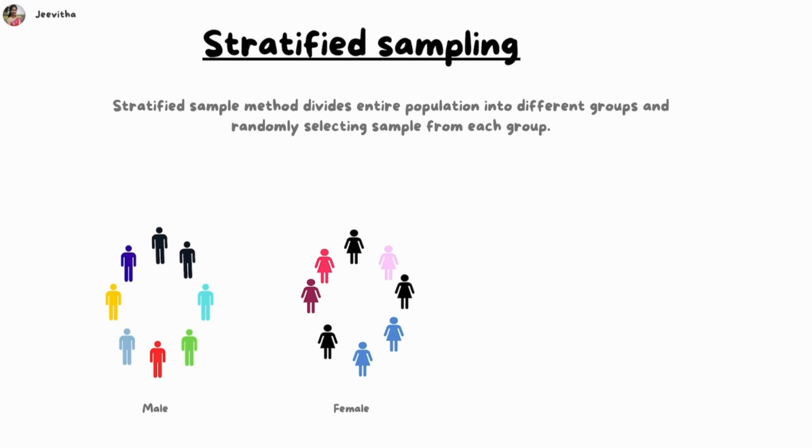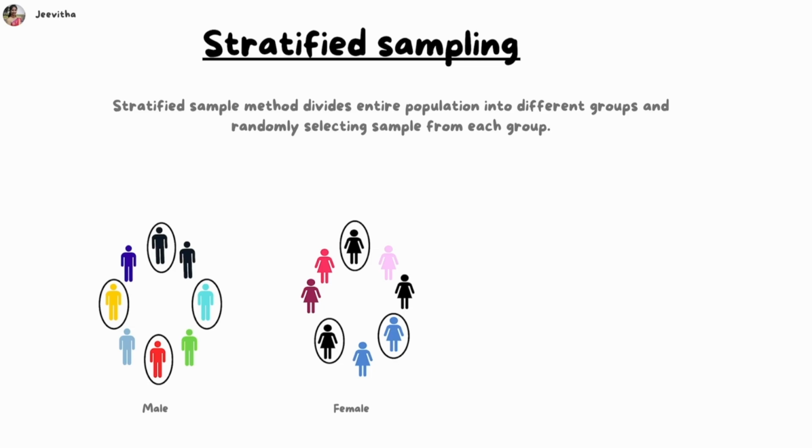Once you divide, you randomly pick people from each group. We call this stratified sampling. In simple random sampling, there might be a possibility that only males are included in a sample because we are randomly selecting. With stratified sampling, we can include both male and female in our sample so that we don't miss out anything.